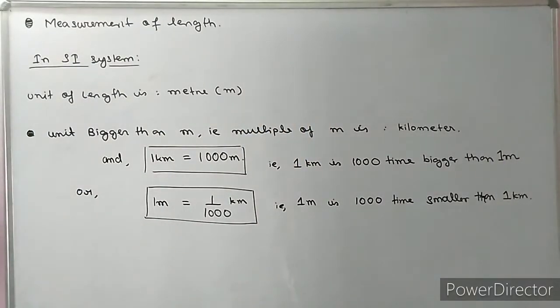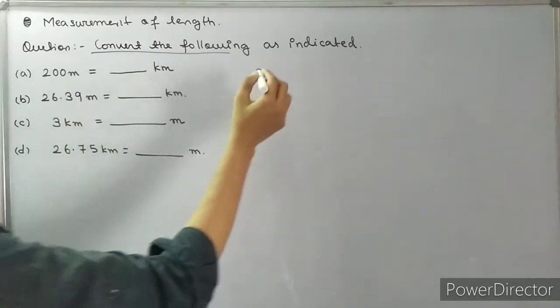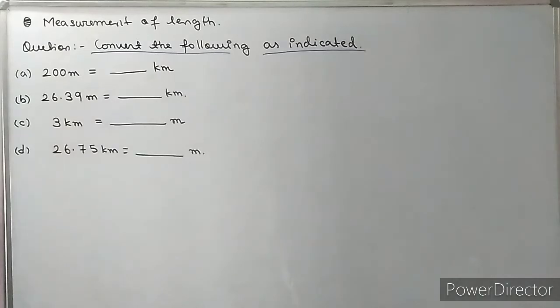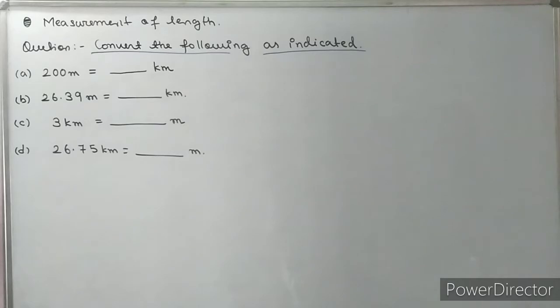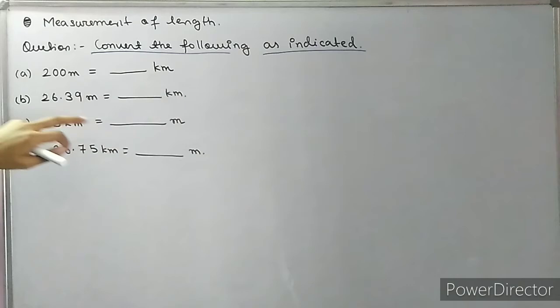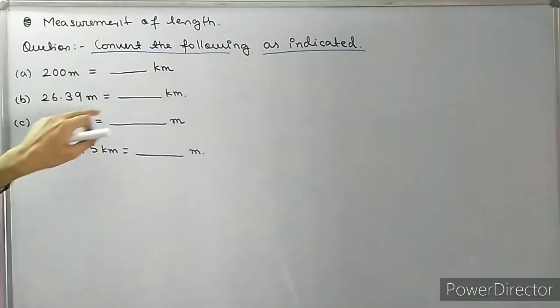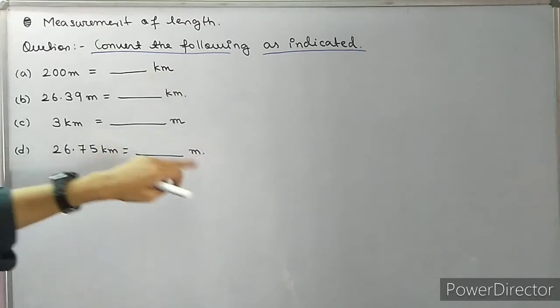Okay, now we'll solve certain numericals. Just copy this down. We'll be solving these 4 questions. The question is, convert the following as indicated. This is given as 200 meter. You have to convert it into kilometer. Next, 2639 meter to kilometer. Then this is in kilometer, and you have to convert it into meter.